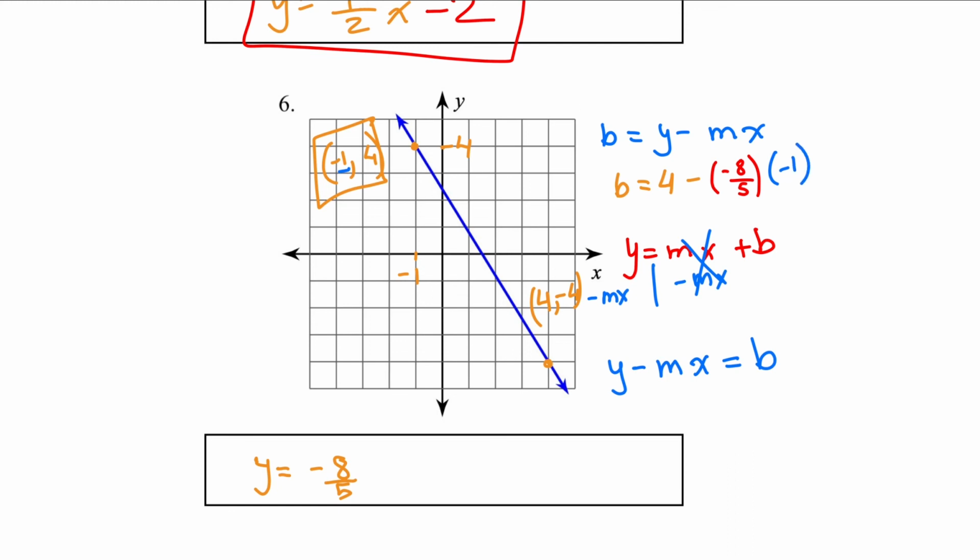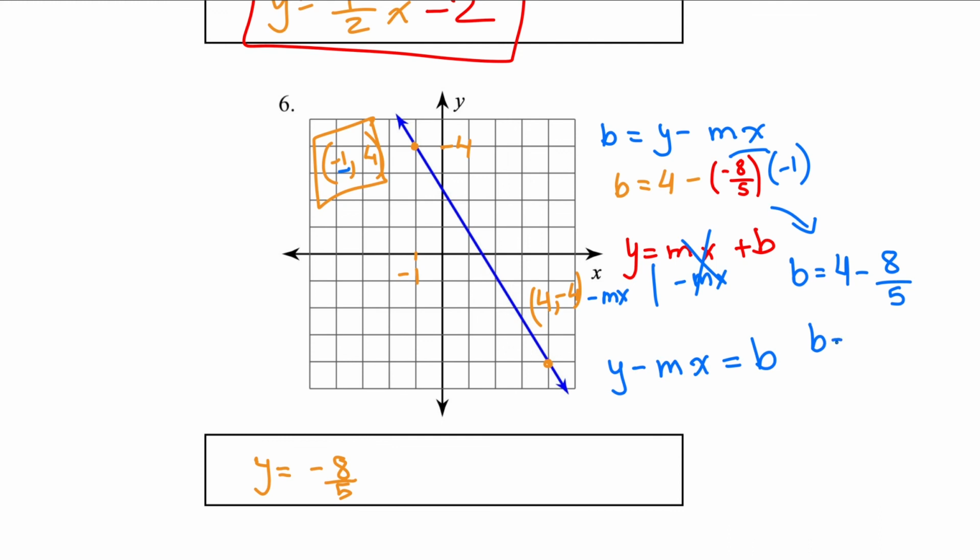So we're going to solve this equation. If you have a calculator, you can put it in the calculator, but let's do it by hand. So b is equal to 4 minus, so first we're going to multiply these two guys. -8/5 times -1 is going to be positive 8/5.